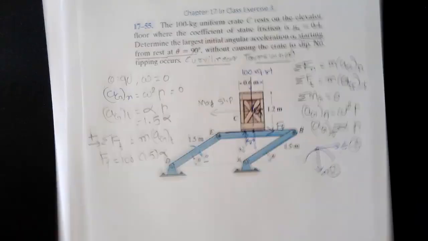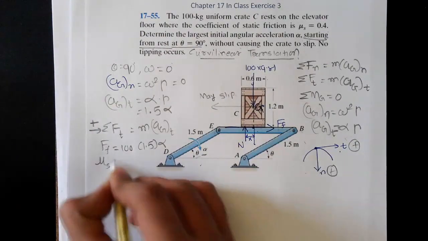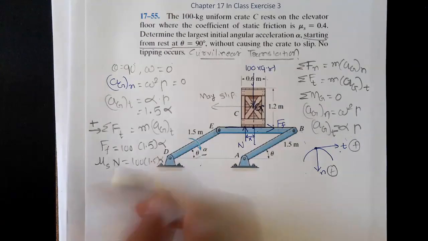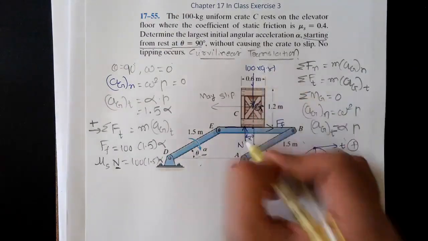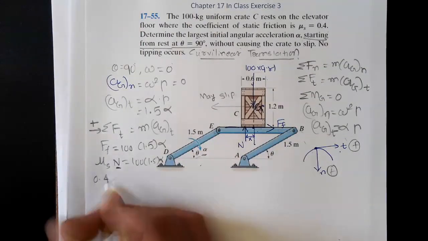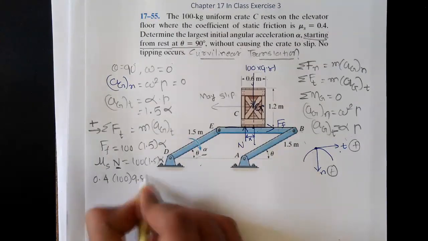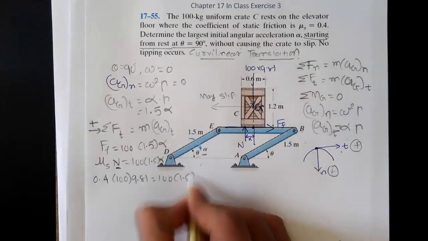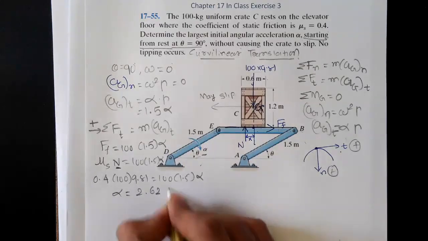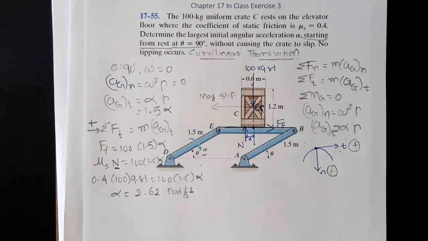Okay, so next question is, what is the friction force? Friction force is mu static times the normal force, equal to 100 multiplied by 1.5 multiplied by alpha, and the normal force is balancing the weight. Now I'm substituting all the values. The coefficient of friction is 0.4 and the normal force is nothing but the weight, which is 100 multiplied by 9.81, equal to 100 times 1.5 times alpha. When you solve this equation, you get alpha equal to 2.62 radians per second squared. That's one of the answers.